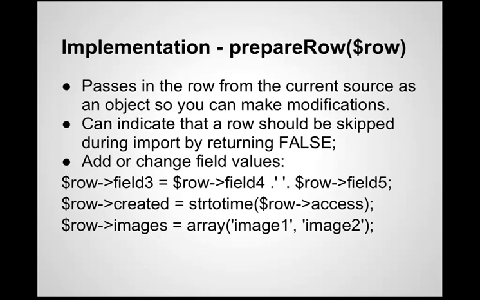With prepareRow, it'll actually pass in the row from whatever the source data is coming in from as an object, so you can start making modifications to it. And this is where you can also indicate that a row should be skipped during import by returning false. Like I'd mentioned, if row title equals library festival, return false, and it'll make sure that the library festival source does not get imported into your site. And in this case, I have row field 3 is equal to row field 4 plus row field 5. So that's how I'm putting together content if I need to. Or if I had an access field that was in some really weird date format, I could turn it into a timestamp. And same with my images, I can start making an array out of that data so it can be brought in correctly.